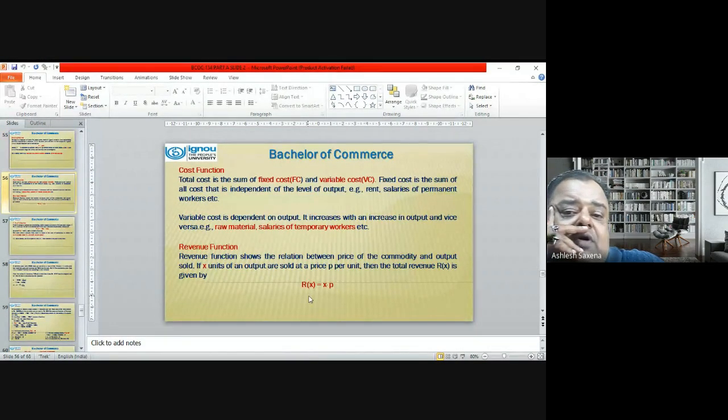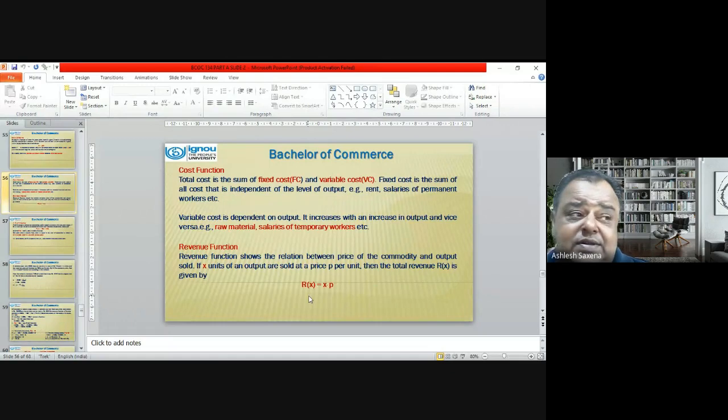Then comes your cost function. The total cost is the sum of fixed cost and variable cost. Fixed cost is the sum of all costs that are independent of the level of output, for example, rent, salaries of permanent workers, etc. Variable cost is dependent on the output. It increases with the increase in output and vice versa, for example, raw materials, salaries of temporary workers, etc.